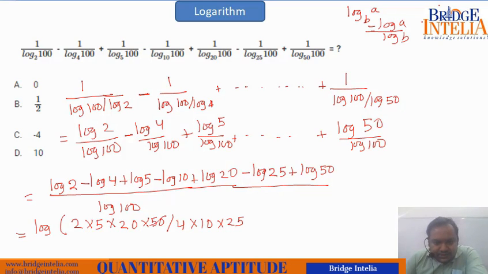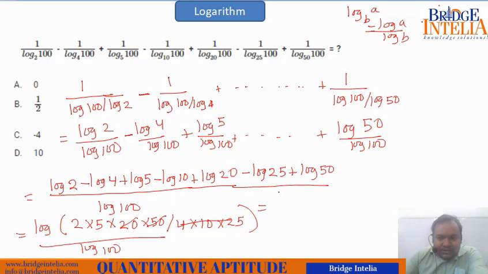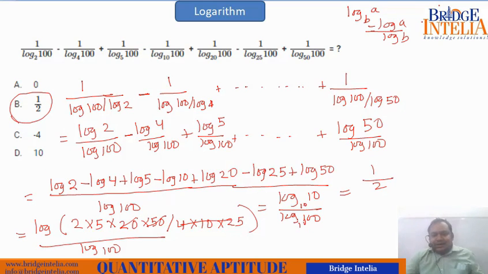So this entire thing gets divided by log 100. This comes out to be log 10 upon log 100. So this is 1 by 2, because the base can be assumed to be 10. So 1 by 2 is the answer. Why did I write it as 1 by 2? Because if no base is given, you can assume the default base to be equal to 10. Suppose log 1000 is given and no base is given, then you have to assume the base to be 10. So that is what we did in the last step.